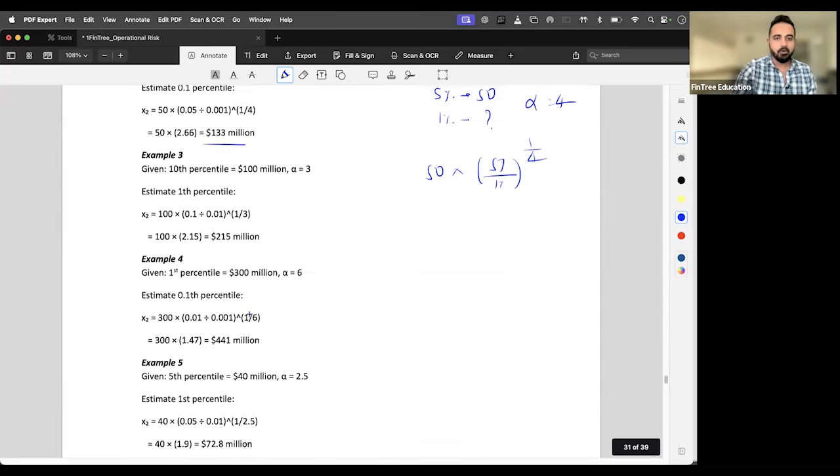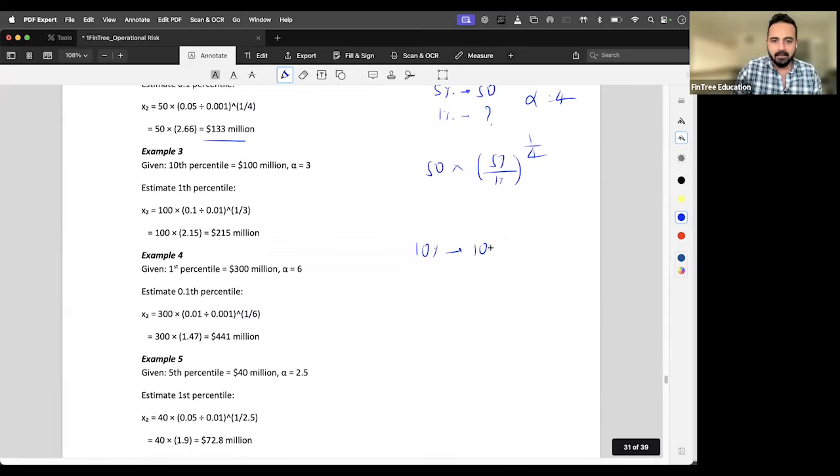133. One more. 10th percentile is 100. How much would be the first percentile? Alpha being 3. So sure, no problem. 100 into 10% divided by 1% raised to 1 by 3. Coming out to be 215 million and so on, right?